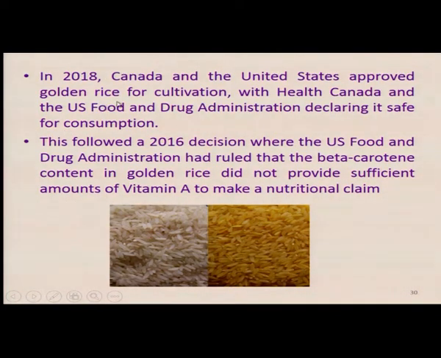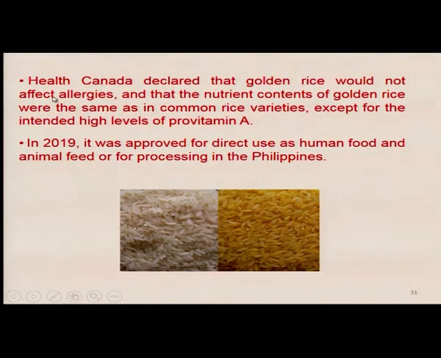In 2018, Canada and the United States approved golden rice for cultivation, with Health Canada and the US Food and Drug Administration declaring it safe for consumption. This was followed by a 2016 decision where the US Food and Drug Administration ruled that the beta carotene content in golden rice did not provide sufficient amounts of vitamin A to make a nutritional claim. Health Canada declared that the golden rice would not affect allergies, and that the nutrient contents of the golden rice were the same as in common rice varieties, except for the intended high levels of provitamin A.